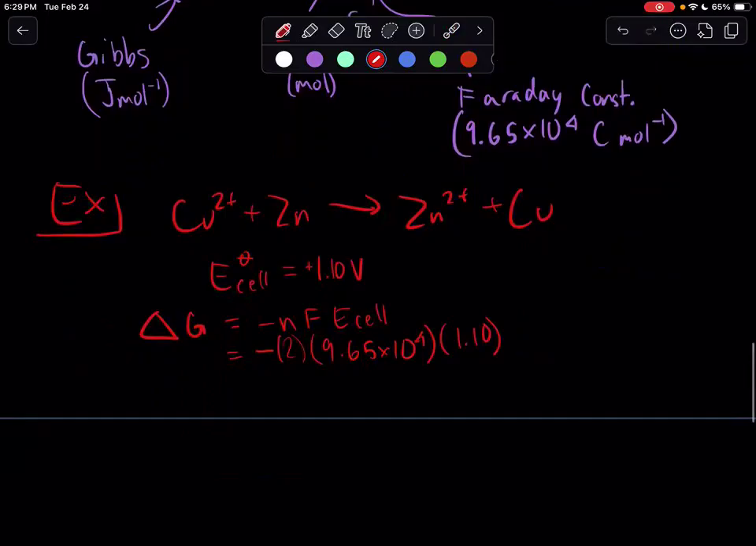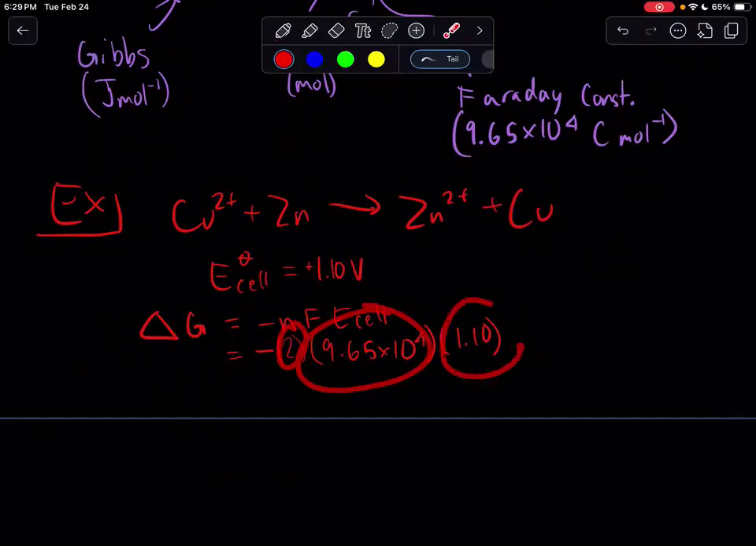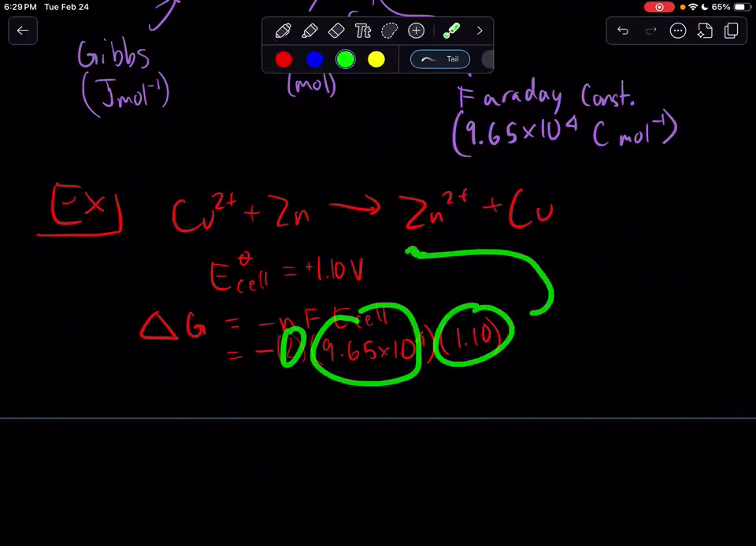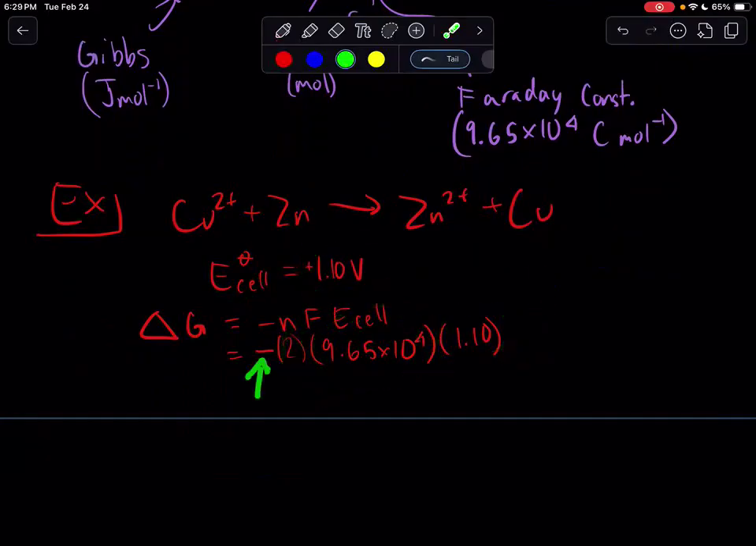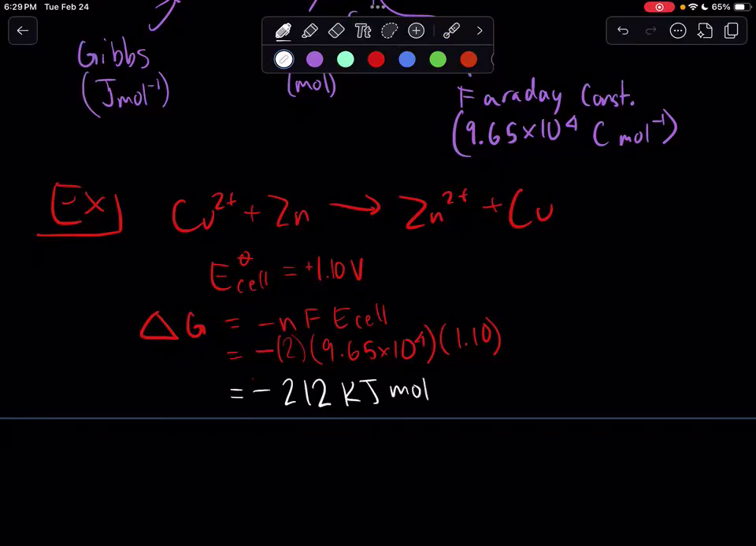Now, one quick thing before we move forward is to notice that all these values are positive, but this is a spontaneous reaction. We know that because our E cell is positive. This is why we include the negative in this equation. It's going to shift our delta G to a negative value, therefore indicating spontaneity. So when we plug this whole thing in, we get negative 212 kilojoules per mole.